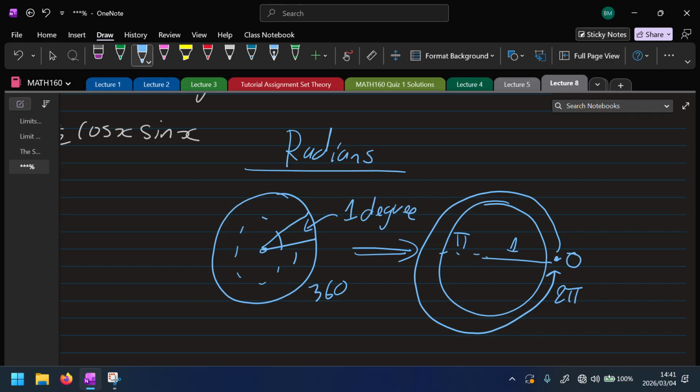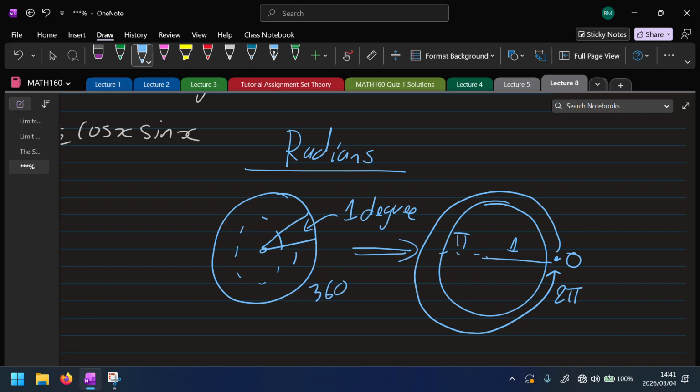So to go between the two, just think of it like this. In degrees, if you go halfway around the circle, that's 180. For radians, you go halfway around the circle, it's pi. What about a quarter? Pi over 2.